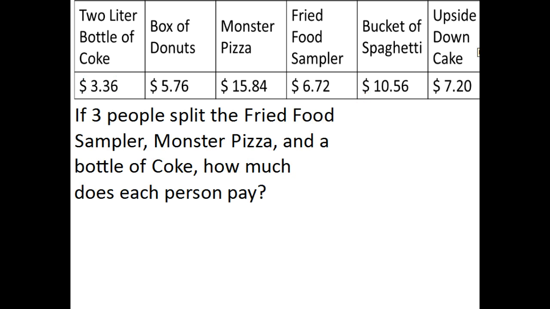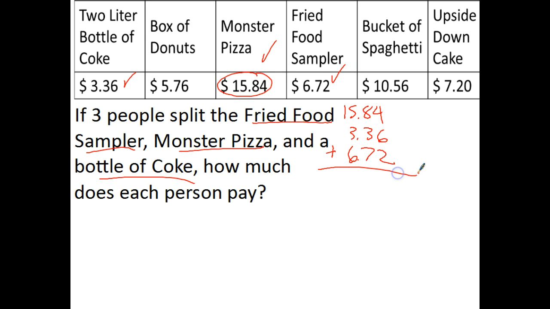Let's try one more out here. 3 people are going to split the fried food sampler, the monster pizza, and a bottle of Coke. How much does each person pay? Stop the video and you try it out. So I need to get the price of all 3 things. I'm going to put the monster pizza down first because I think it's probably going to be the biggest one. $15.84. Bottle of Coke, $3.36. And the fried food sampler, $6.72. Add them all up at once.